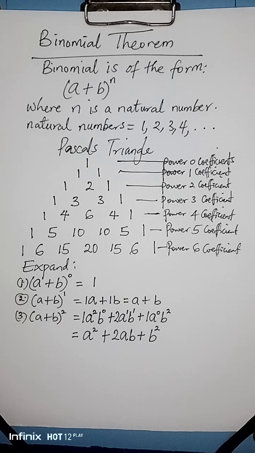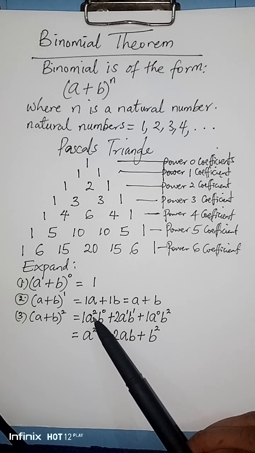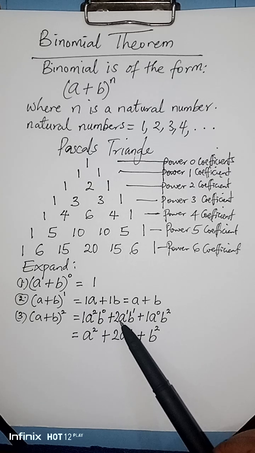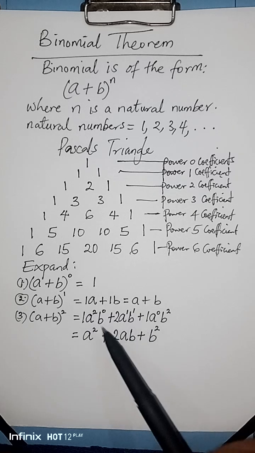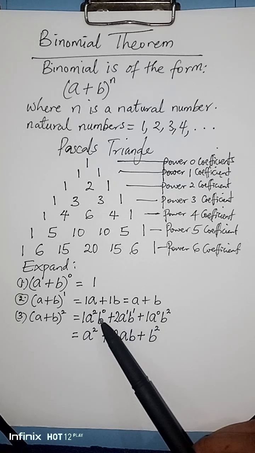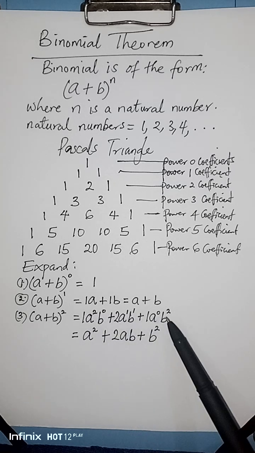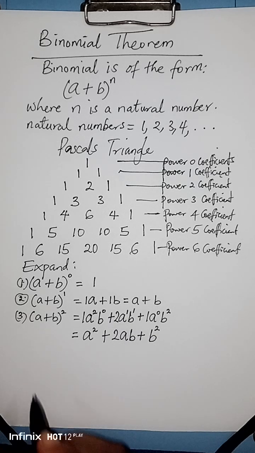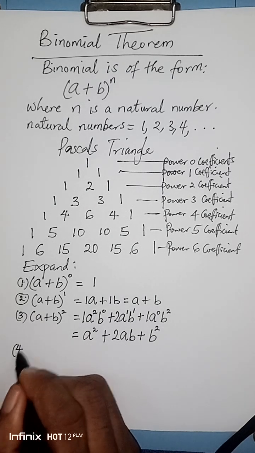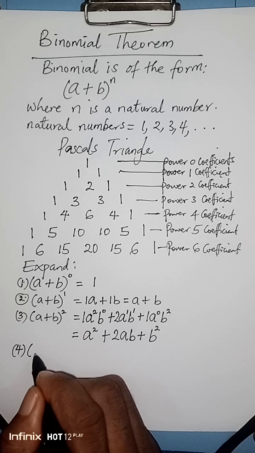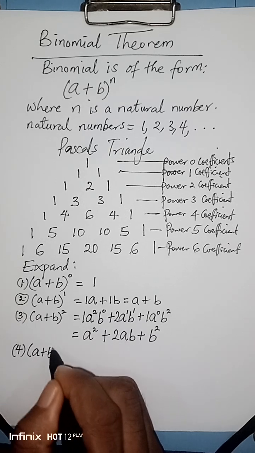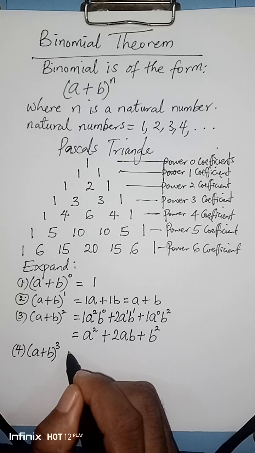Now, did you notice something in the expansion? That the powers of a keep reducing as you're moving. While the a powers are reducing, what happens to the b powers? They are increasing. That's one way to get to know that what you're doing is correct. Now let's try another one. This time around, I'm working with a plus b raised to power 3.